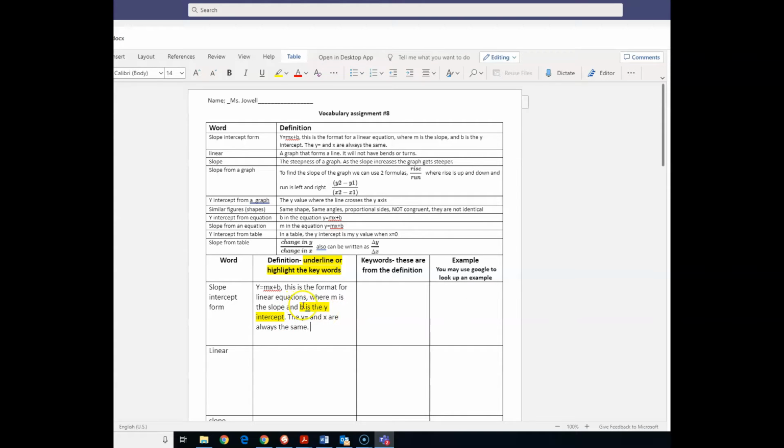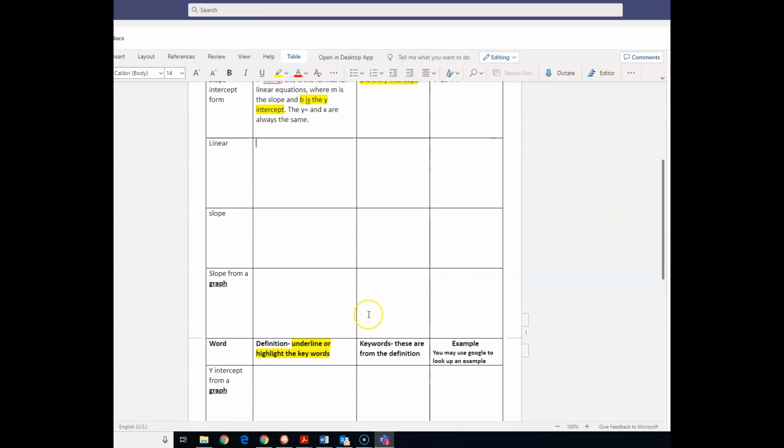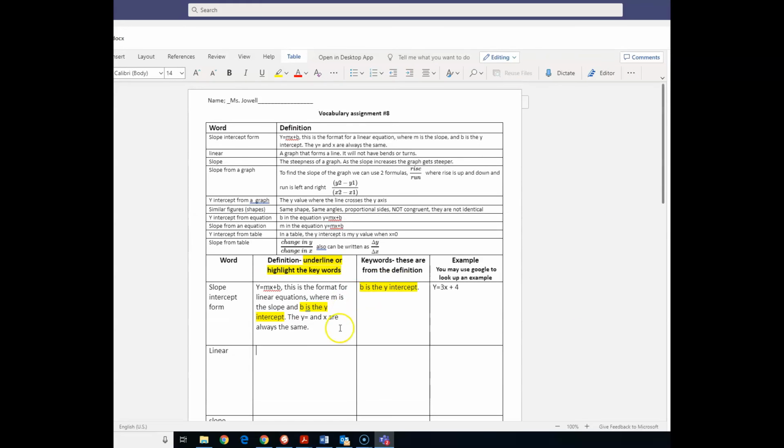And then all I have to do is literally, if you know how to copy and paste, you can just copy that and paste it. I have some of you who did that. And then go to an example. And I don't even care if you go to Google and look up an example. But I know y equals 3x plus 4 as an example. And then I click on the next box. And when you're done, you just push submit. Alright, and that's it. I have some of you who are having trouble figuring that out.